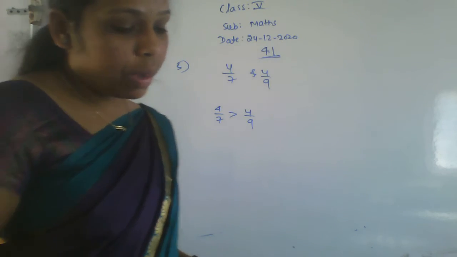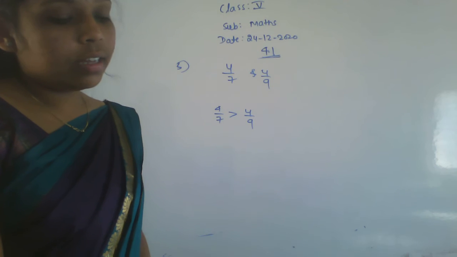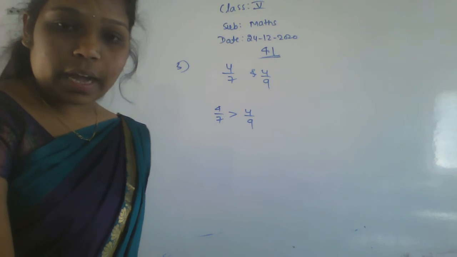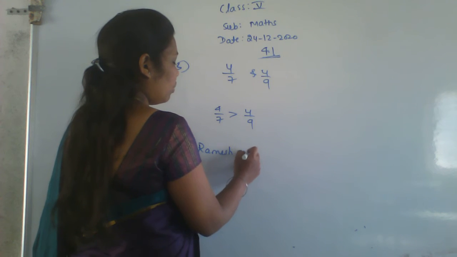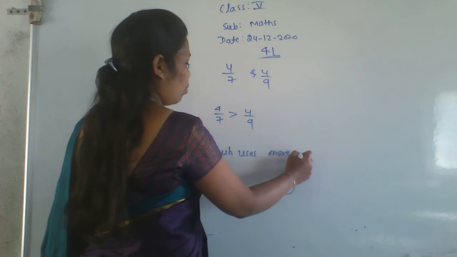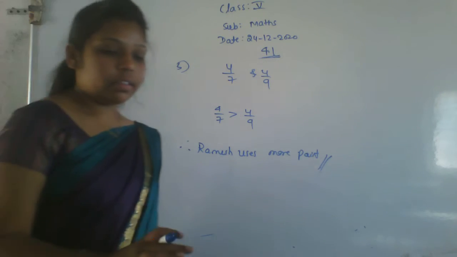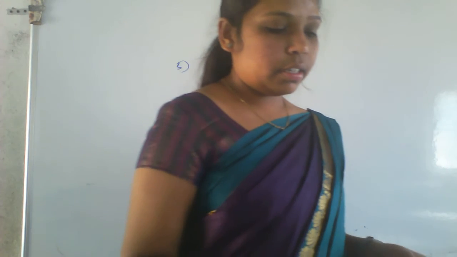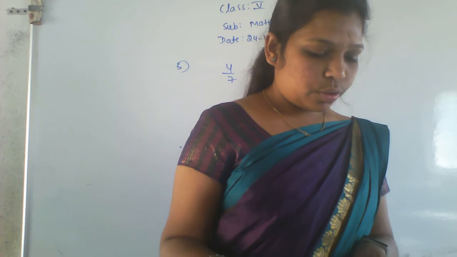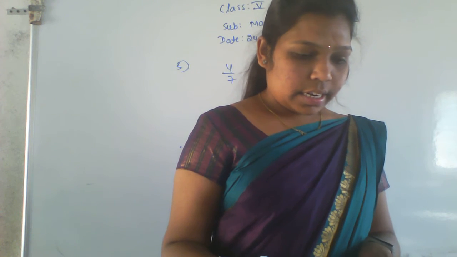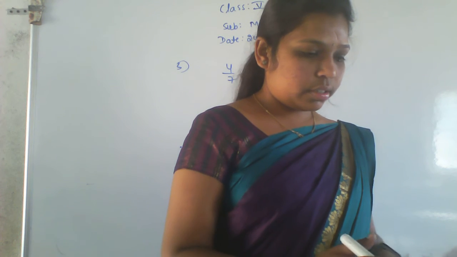So 4 by 7 is greater means who uses more paint here? That is Ramesh. Therefore write it: Ramesh uses more paint. He used more paint to paint the wall. So 4.1 completed. Next we have addition and subtraction of fractions, subtraction of like fractions and addition of unlike fractions.